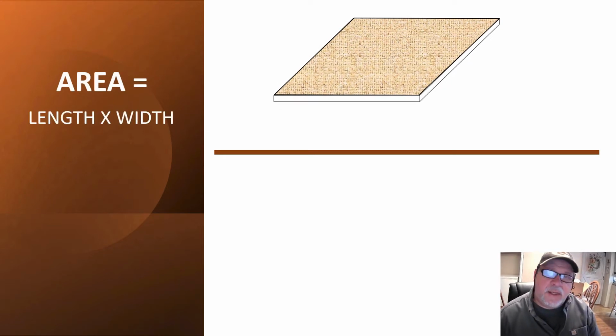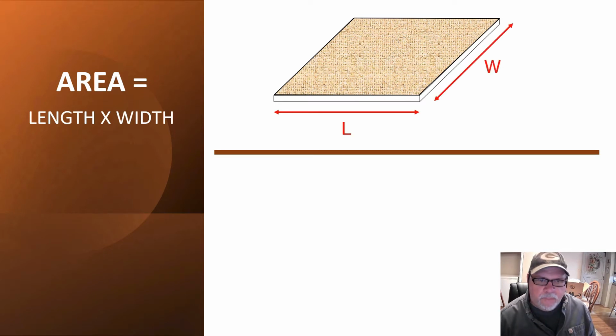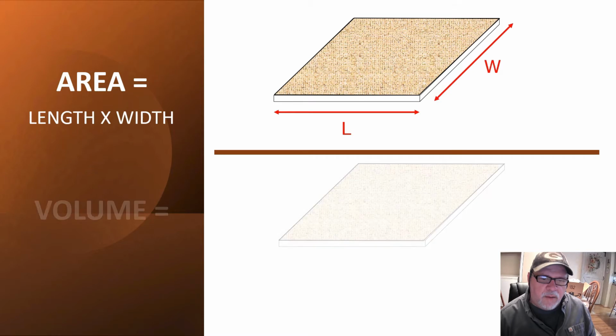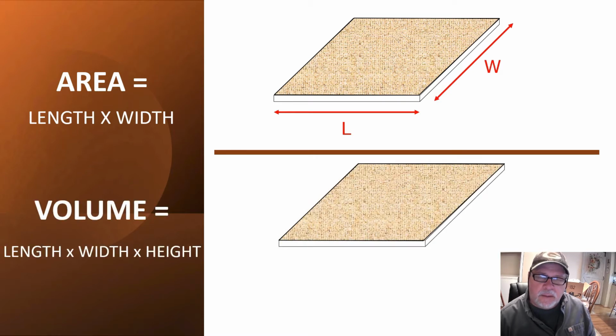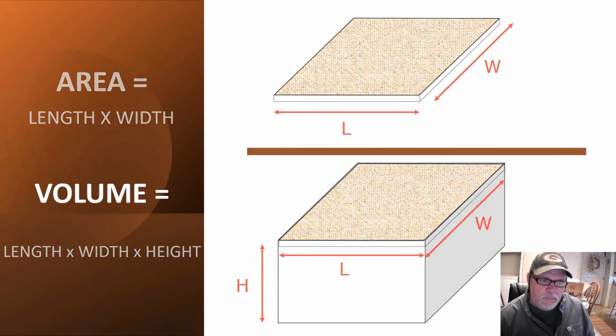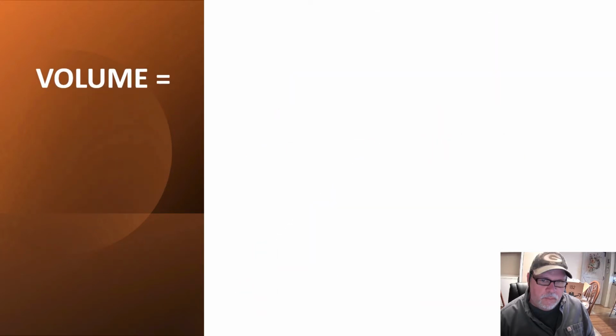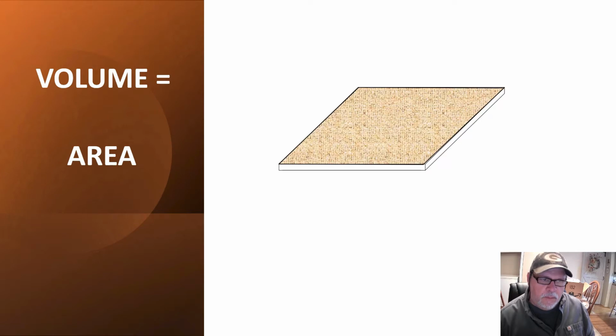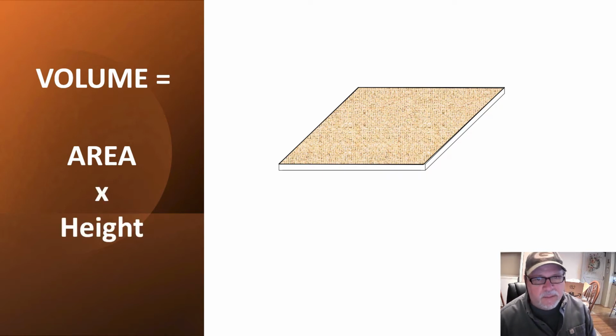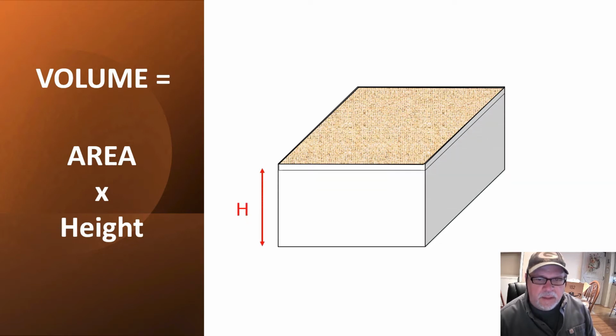Area equals length times width, 2 dimensions. Volume equals length times width times height, 3 dimensions. So basically, to make it more simple, volume equals area times height. You take a surface area and you add height or depth to it, it's volume.